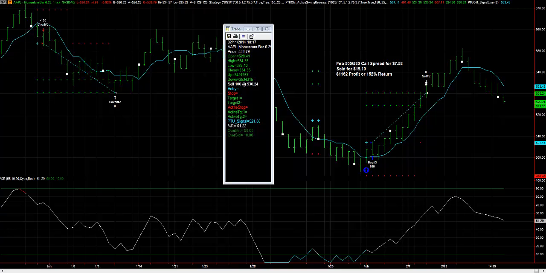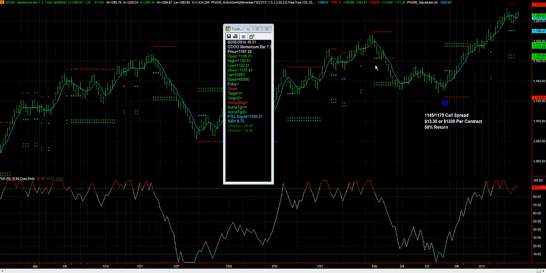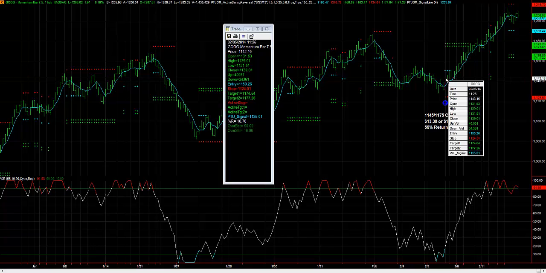Let's jump over and take a look at Google. Very similar situation here on Google. We did get oversold here on %R. That had me looking for a long setup. So the long setup, the second step that I needed to look at was a close up above the signal line, which we got right here.